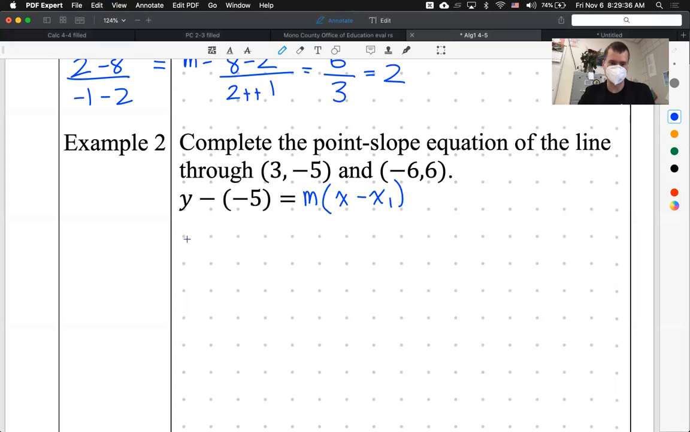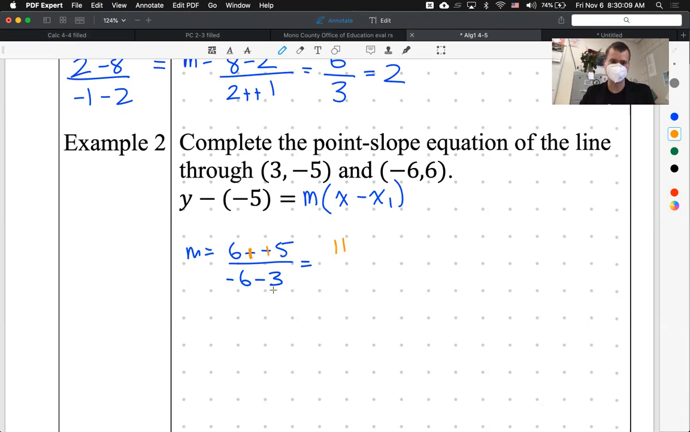So from here, we need to find m. M is equal to the change in y. So 6 minus a negative 5 in this case. And then for the denominator, again, second minus first point, negative 6 minus a 3. Whenever you have two negatives on the inside, I know it is 6 minus a negative, but there's two minus signs right here, so it's going to be 6 plus 5. 6 plus 5 is 11.